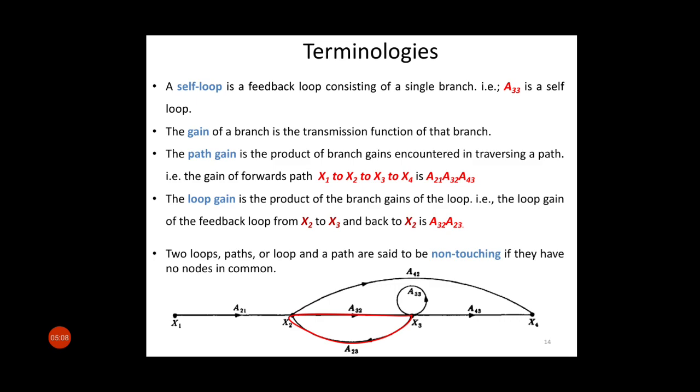Next, non-touching loop. Here there are only two loops, and these two loops are touching. They touch each other. So there is no non-touching loop in this example.